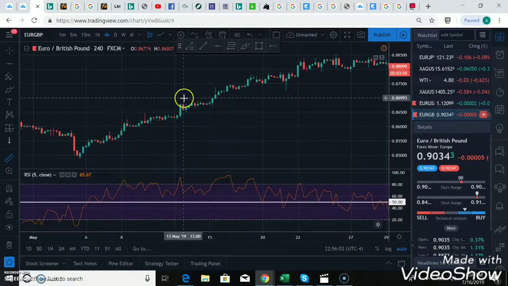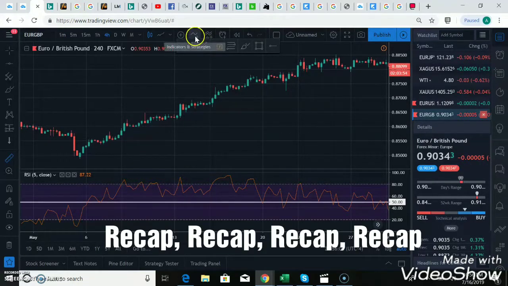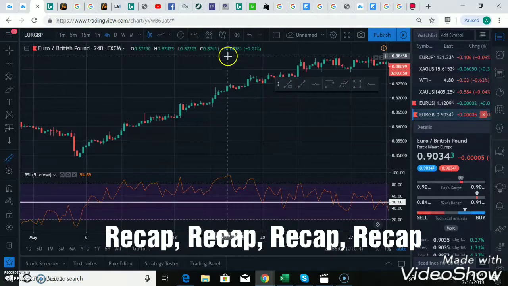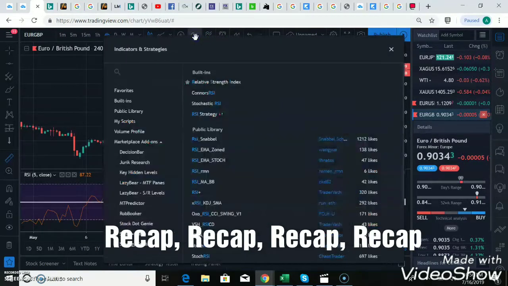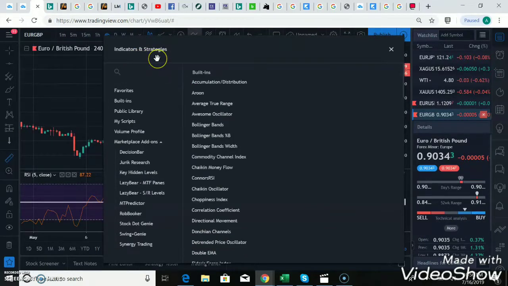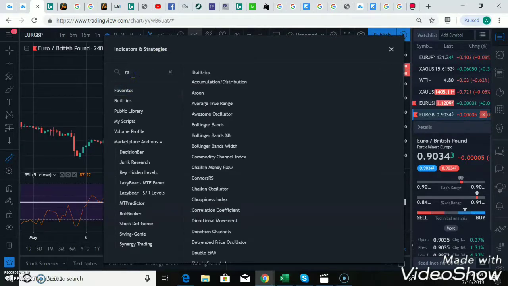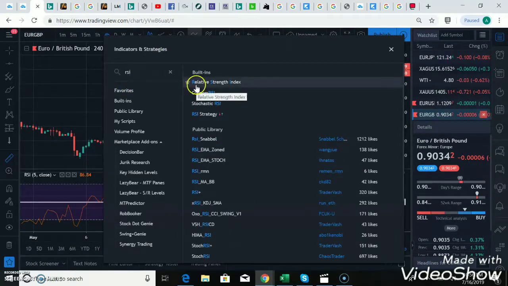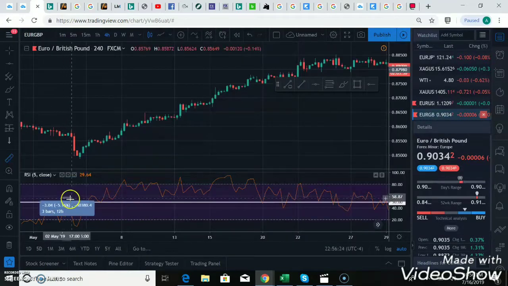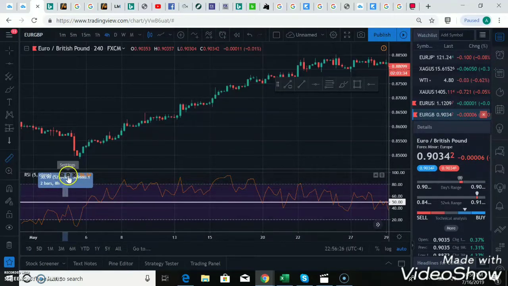So let's recap. You click right up here. This is called indicators and strategies. In my favorites, I put RSI. I can take it off, but here you just click RSI. It'll pop up and it goes here. And when you edit it, you use this button right here.